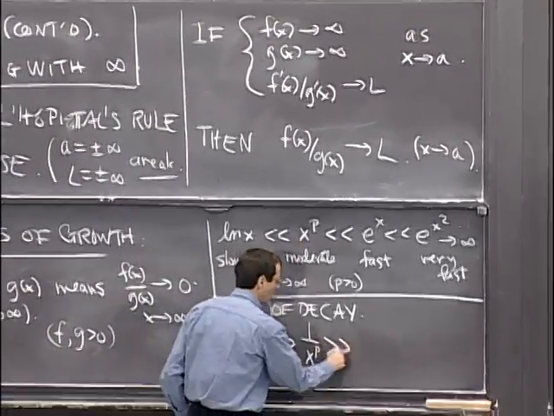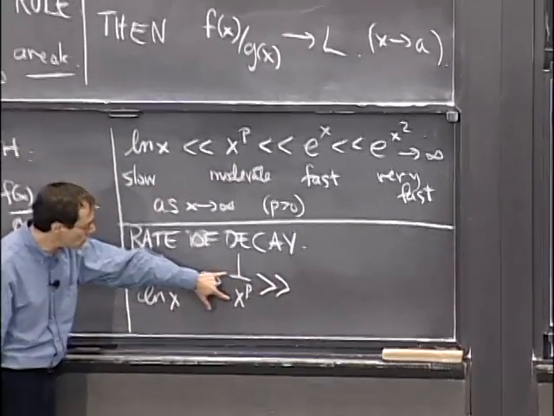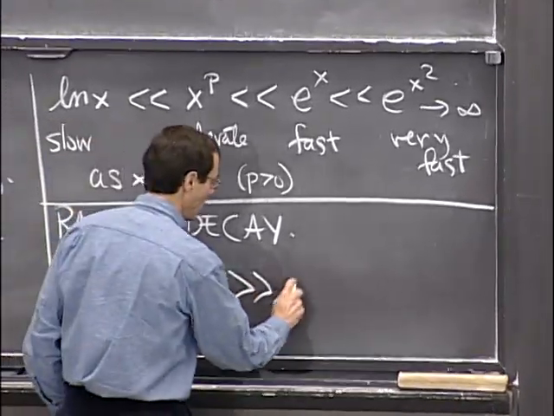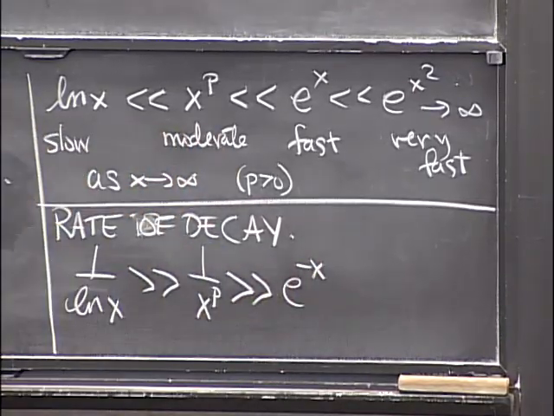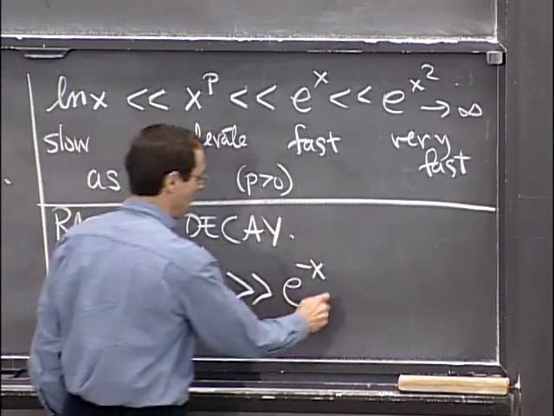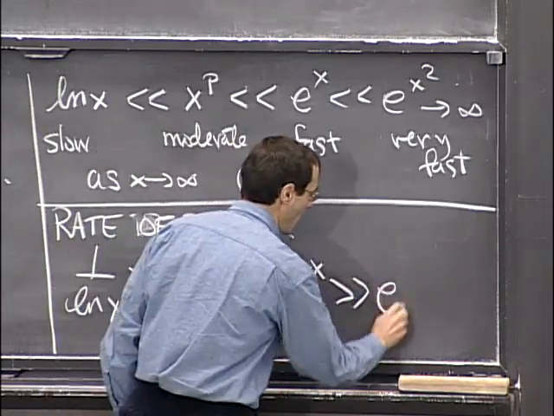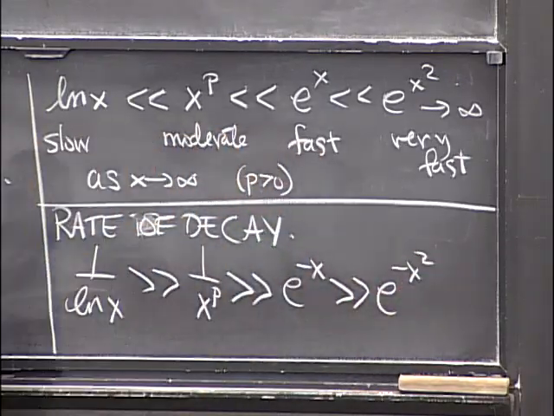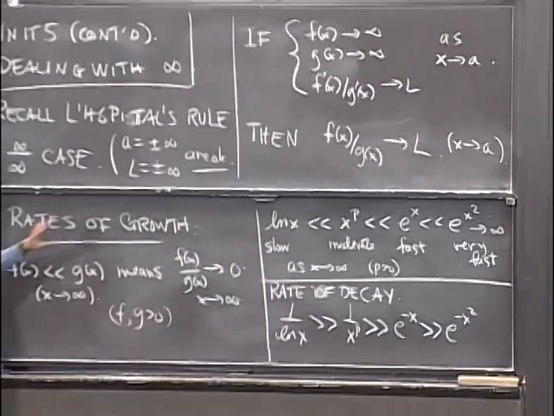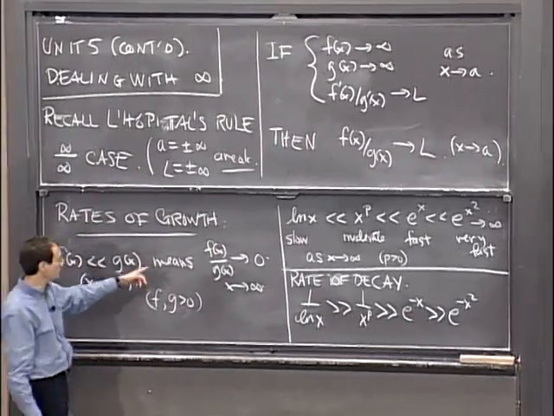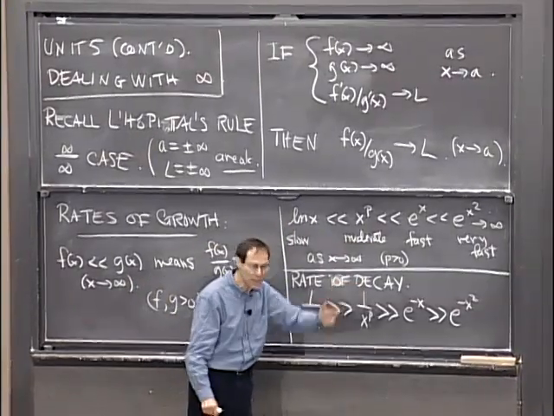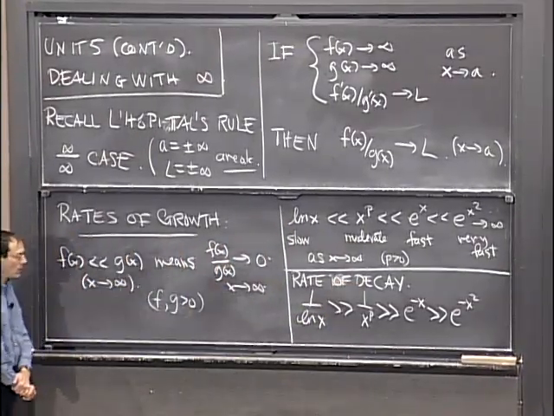And then that, in turn, goes to 0, but much more slowly than 1 over e to the x, also known as e to the minus x. And that, in turn, goes to 0 incredibly fast. E to the minus x squared vanishes really, really fast. So this is a review of L'Hopital's rule, what we said last time, and the application of it, which is to rates of growth and tells us what these rates of growth are.